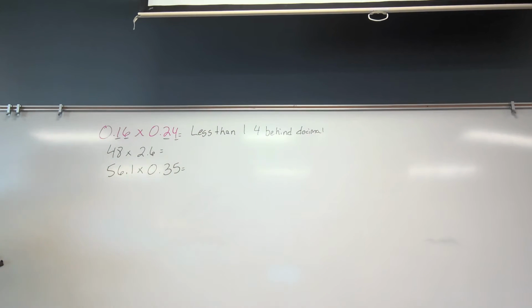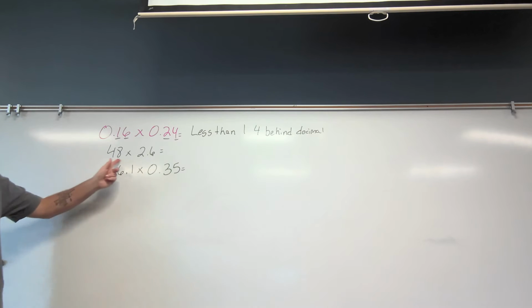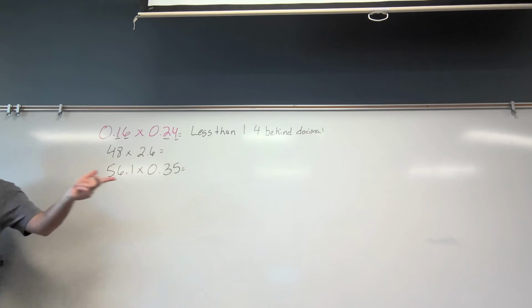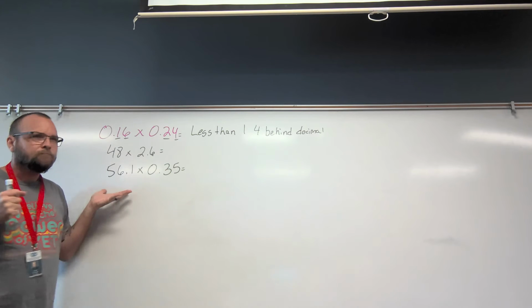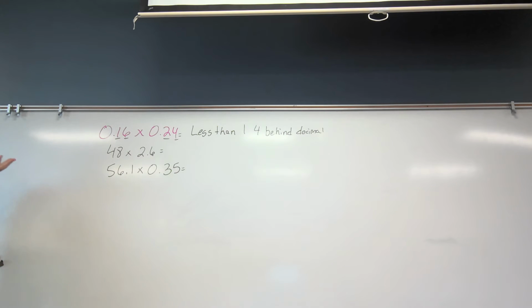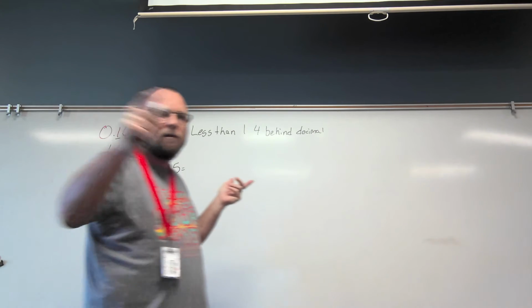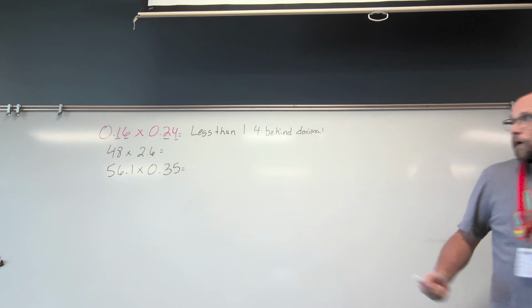All right, so let's look at 48 times 2 and 6/10. We want to do a little estimation first. So what would I want to do to 48 times 2 and 6/10 to give me a reasonable estimate? Okay, I would take away the decimal point. Not really. Round the two numbers.